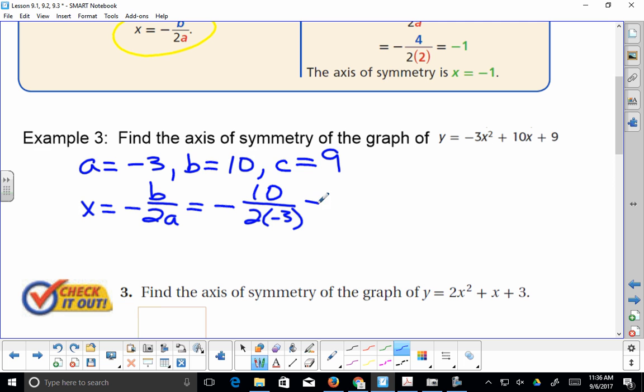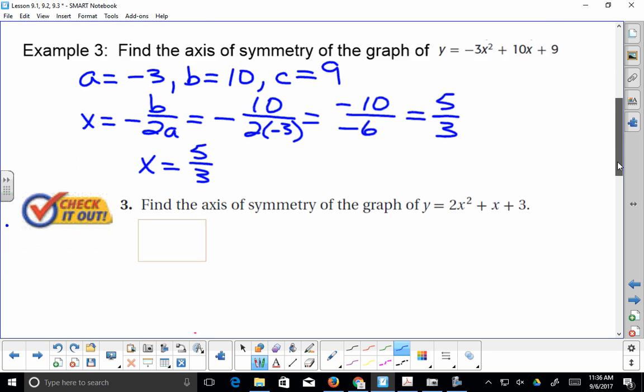So this is negative 10 over negative 6. And then we're going to leave it as a fraction in simplified form, or lowest terms. So this is 5/3. So my axis of symmetry is x equals 5/3. Don't forget the x equals, right? Because it is a line. Even though when we graph parabolas, we don't graph that line, it's still there to remind us that it cuts the graph in half. Okay? All right, axis of symmetry.